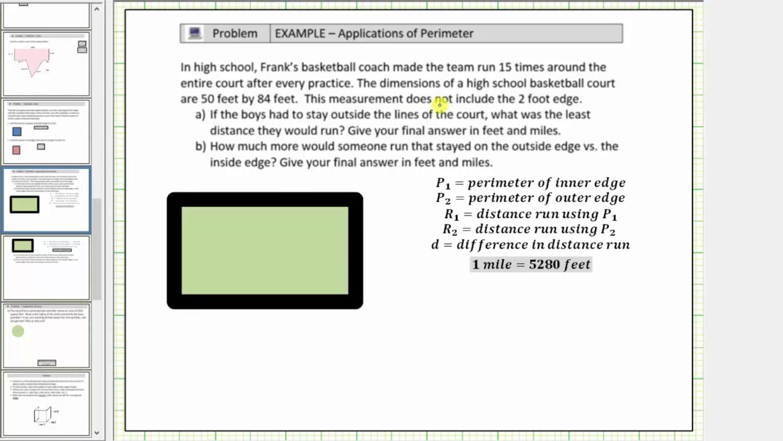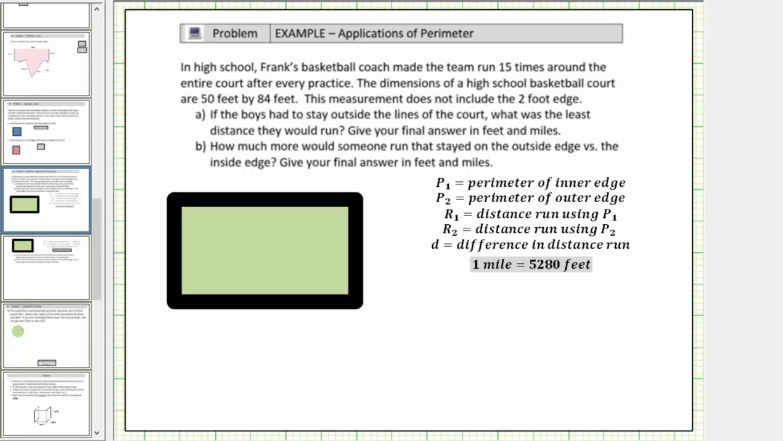Welcome to an application of perimeter. In high school, Frank's basketball coach made the team run 15 times around the entire court after every practice. The dimensions of a high school basketball court are 50 feet by 84 feet. This measurement does not include the 2-foot edge or the 2-foot boundary line.